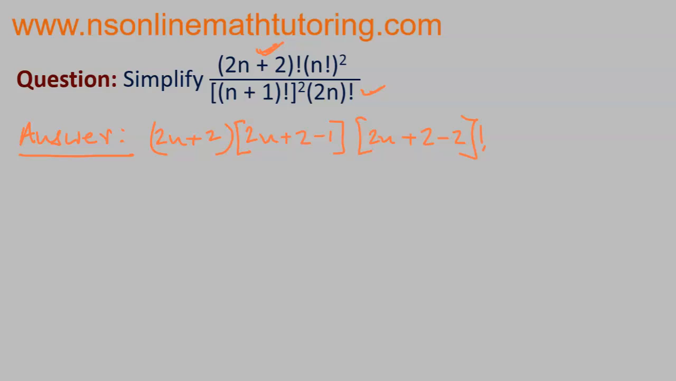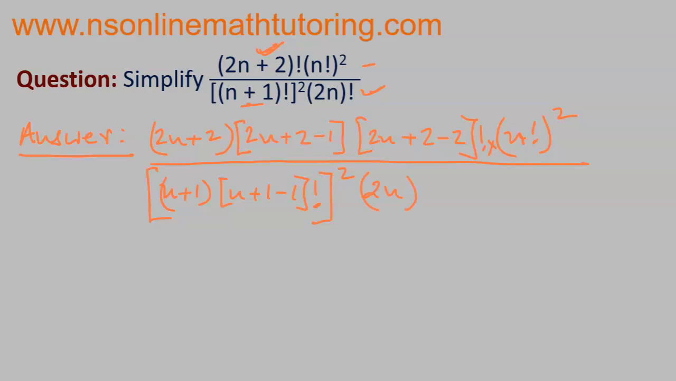Okay. And the next factor is n factorial whole square. Obviously, these two are multiplied together. And then if we take n plus 1 and n, again n plus 1 is the bigger number. So we will be expressing n plus 1 factorial in terms of n factorial. So it is n plus 1 times n plus 1 minus 1, which is equal to n factorial, and this is getting squared. And it is 2n factorial.